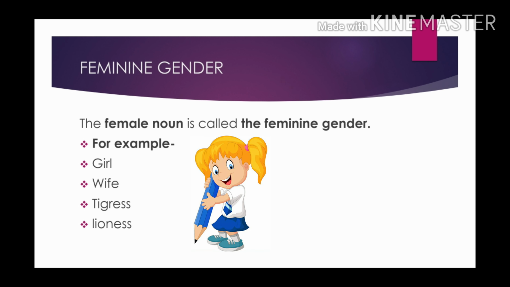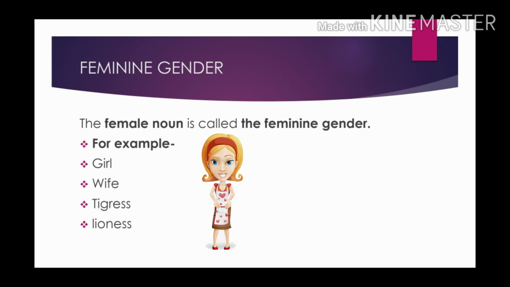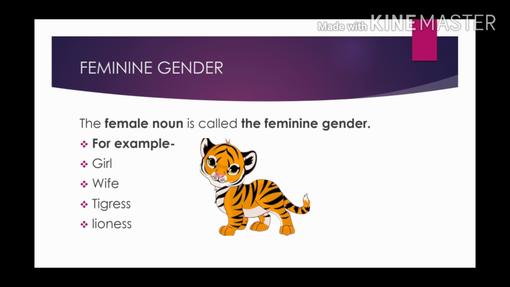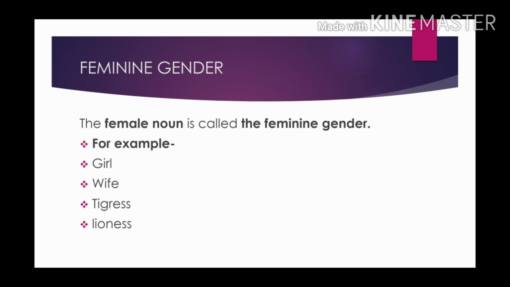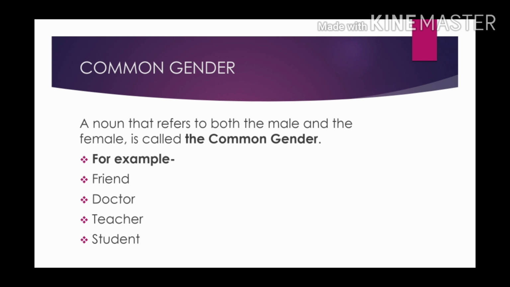For example, girl, wife, tigress, and lioness. All these examples represent the female noun. So this is feminine gender. Next is common gender. A noun that refers to both the male and the female will be called the common gender. That means a noun which can be male also, which can be female also, that is common gender.